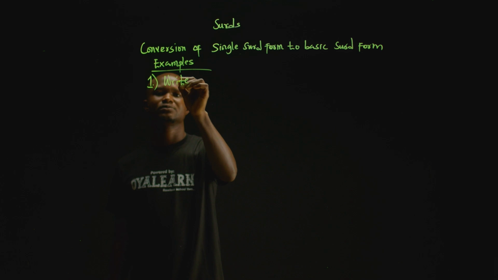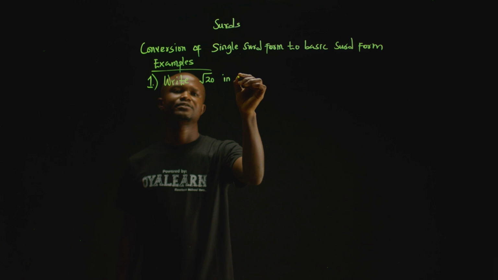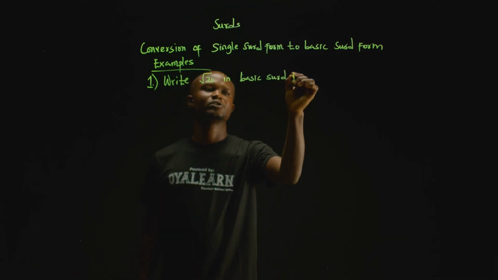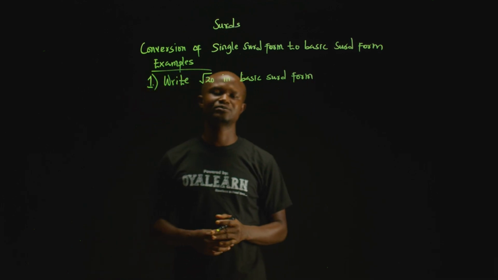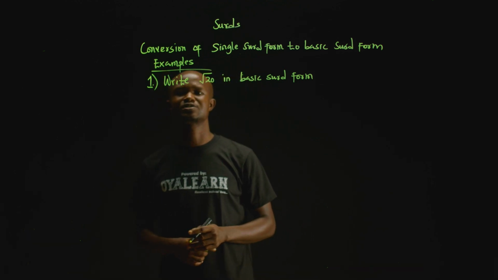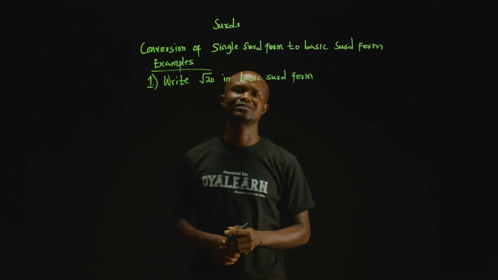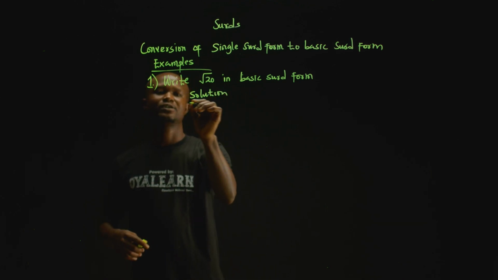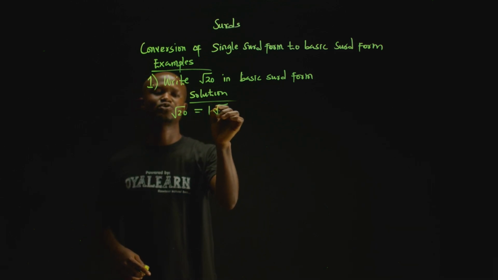Write root 20 in basic surd form. Now, this root 20 we are having now is a single surd form because the coefficient of root 20 is 1. That is root 20. I can write this as 1 root 20.